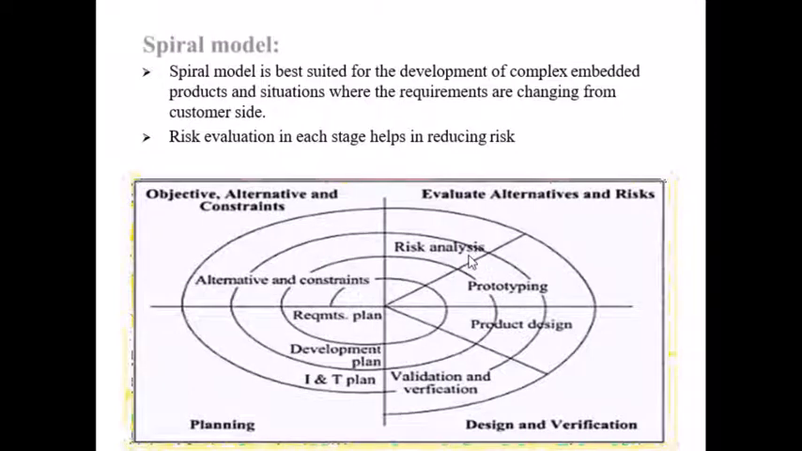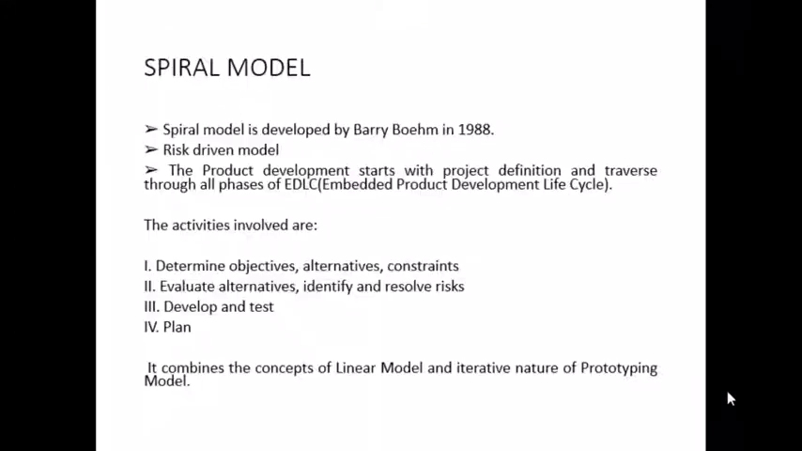This risk evaluation is very helpful in reducing the problems in the final product. Also, the prototype is given to the user so that any shortcomings are identified and can be overcome in the coming phases. So this is the spiral model. The spiral model is also called a risk-driven model, and this approach is mainly used for implementing complex projects.